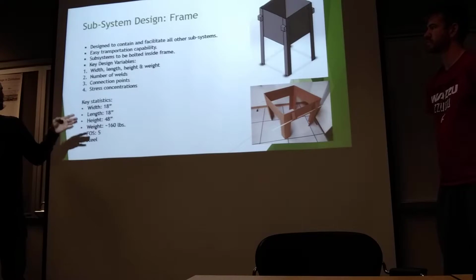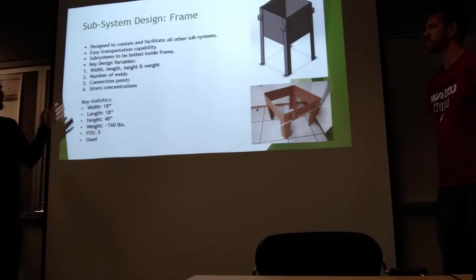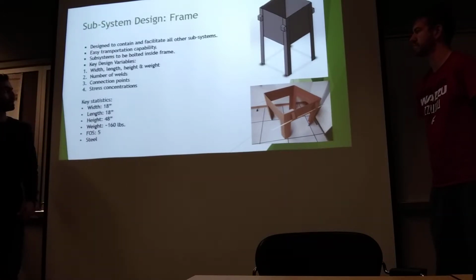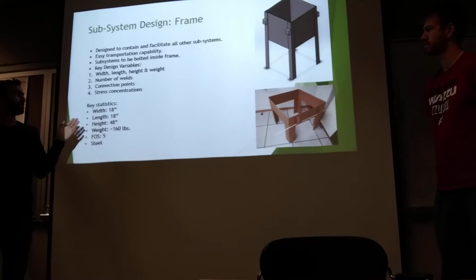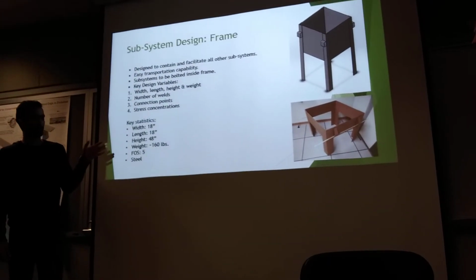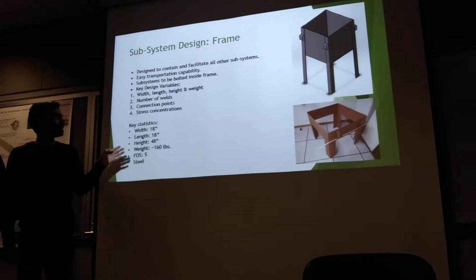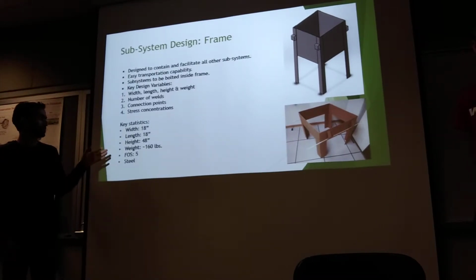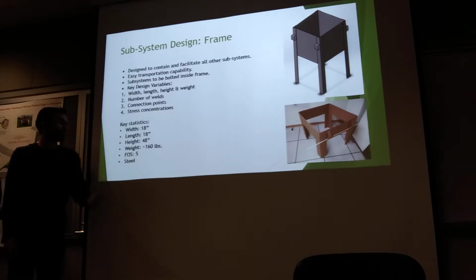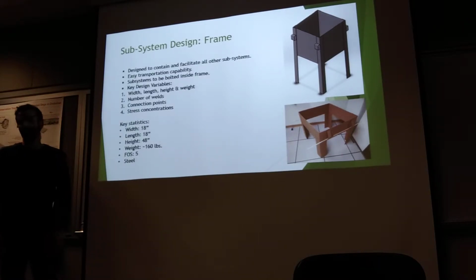Subsystems are to be bolted inside the frame, and there are some key variables for our design, which are width, length, height, weight, the number of wheels, connection points, and stress concentration. Also, there are some key statistics for the design that we made. The width will be about 18 inches, length 18 inches too, and height 48 inches. The weight will be about 160 pounds. We found that the factor of safety is about 5, and it's steel material.